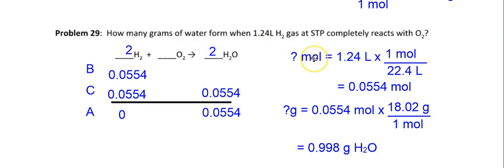So I figured out how many moles. I didn't have to use PV=nRT. I just used the molar volume. I put 22.4 liters on the bottom, 1 mole on top, and I get this many moles of hydrogen gas. So 0.0554, that's how much I started with. So this divided by 2 times 2 is 0.0554 moles of water formed. Here's my molar mass. So I got 0.998 grams of water.